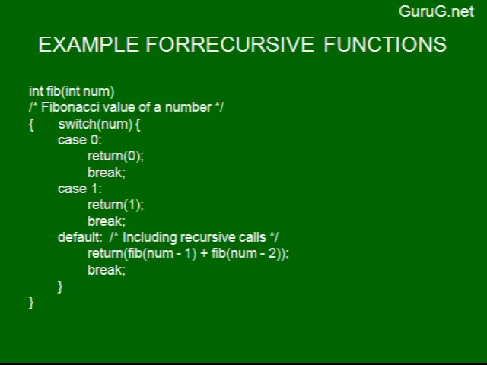You can see here I am calling, in the return statement, fib(num minus 1) plus fib(num minus 2). So continuously it will be calling. When it comes to 0 or 1, it will automatically terminate. Each and every time the value will be stored in the stack, pushed in and popped out, and all the operations will be performed, and it will return the value to the calling function.